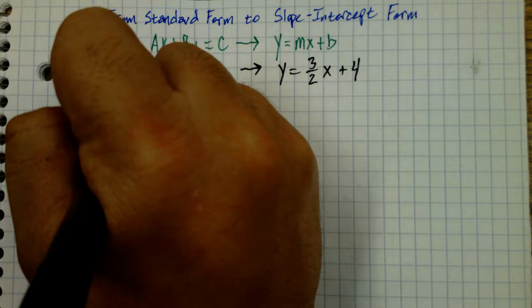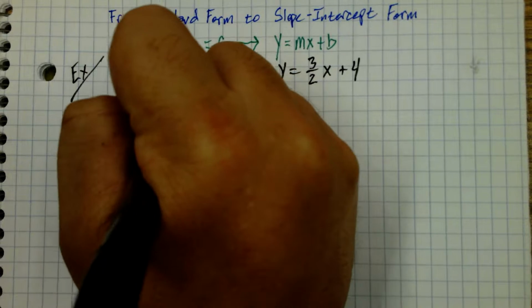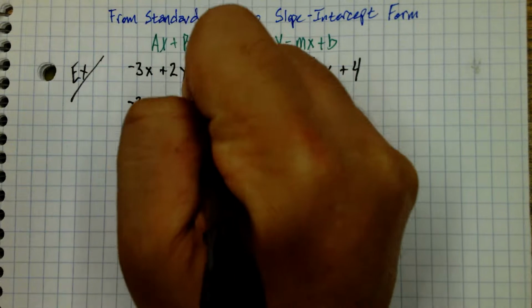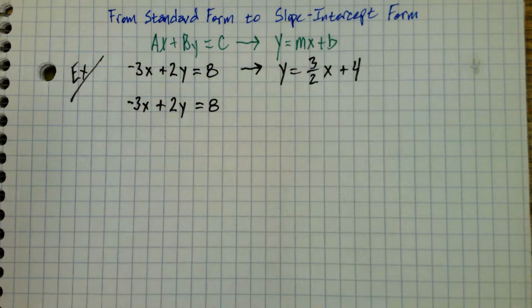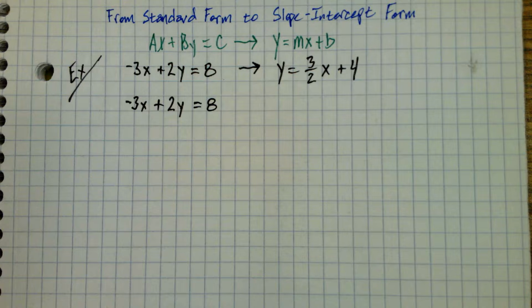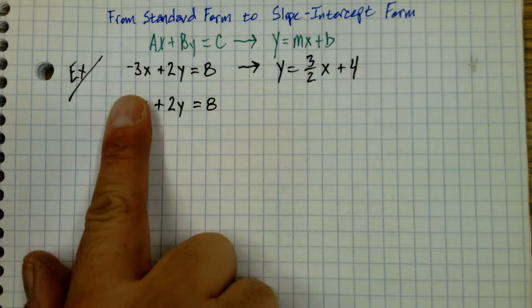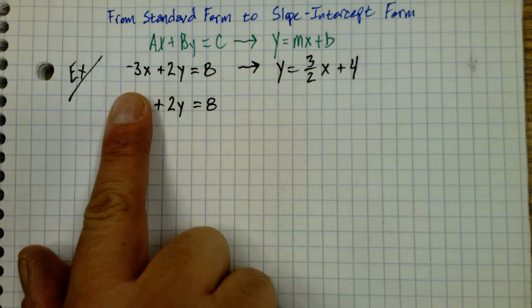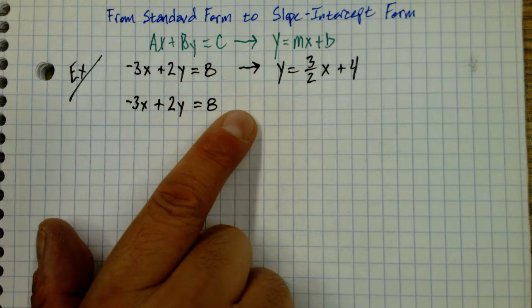Let's write, I'm going to recopy this equation, negative 3x plus 2y equals 8. Okay? So here's the standard form equation, and I want to make this look like this. It's going to happen. Watch. First thing we want to do is we want to remove our x term. We want to get rid of that. It has to be on the other side.